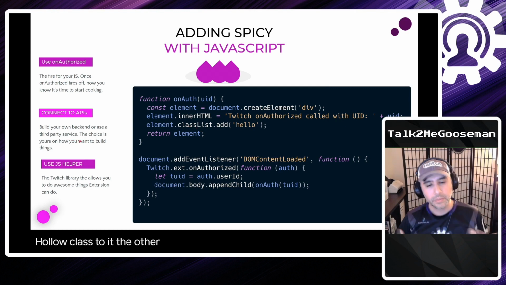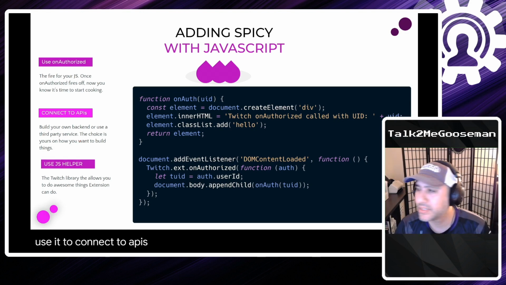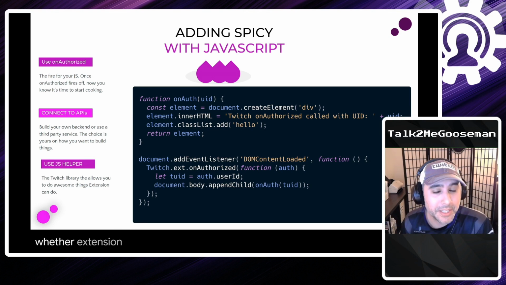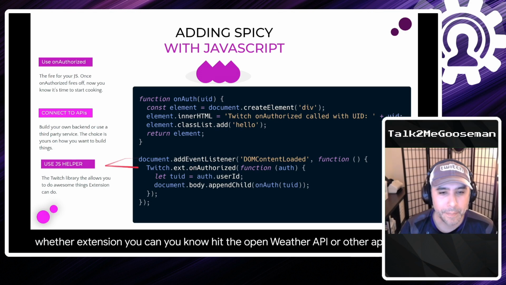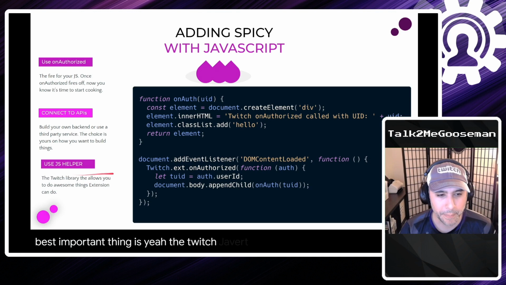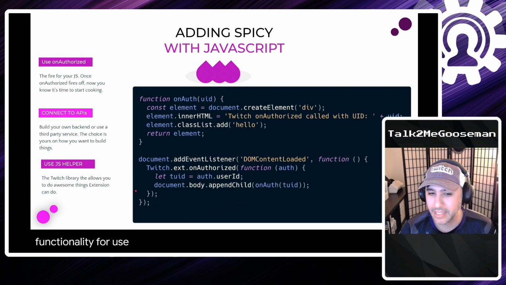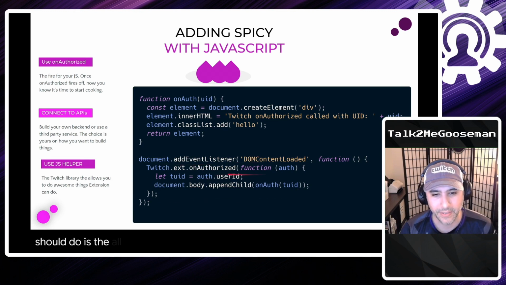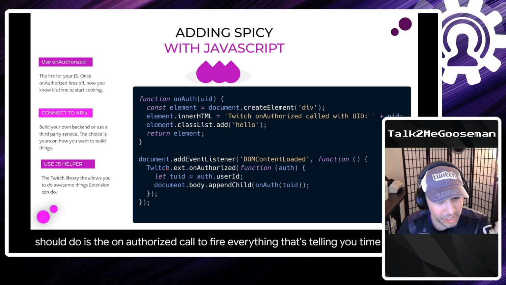The other thing you can do with JavaScript is connect to APIs. So if you want to build a weather extension, you can hit the Open Weather API or other APIs. But the most important thing is the Twitch JavaScript helper. It adds a load of functionality for you to use. It does a lot of awesome things. And the first thing you should do is the onAuthorized call to fire everything off. That's telling you everything's cooking, time to run.